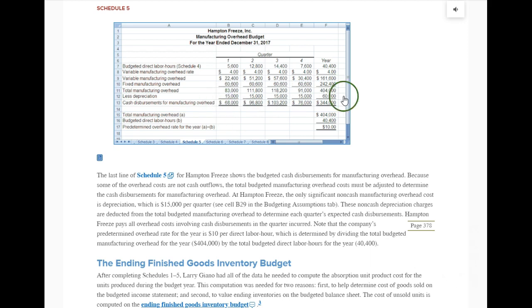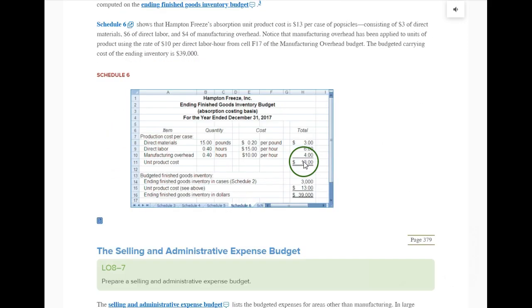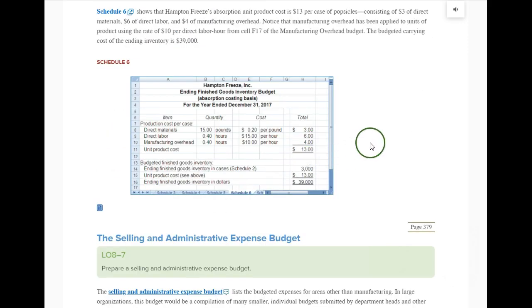Now we can put all this together. Our entire overhead is $404,000. Drop this down. Our budgeted direct labor hours, 40,400. So we have a predetermined factory overhead rate of $10. This is the finished goods inventory budget.